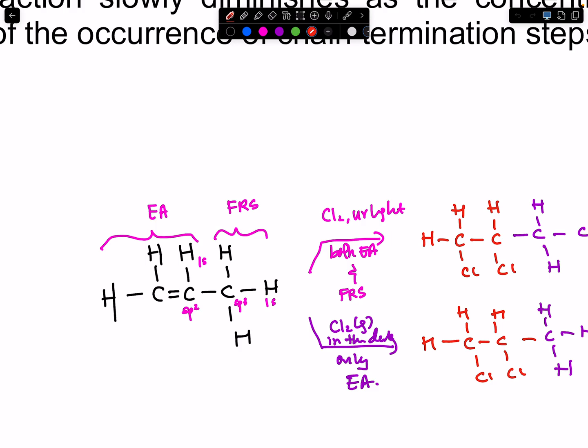Correct? Now, you might be thinking, how come FRS cannot occur here? Why can FRS occur here but cannot occur here? That's because the CH bond here is stronger than the CH bond on the right hand side. And why is that so? Because this is a covalent bond.